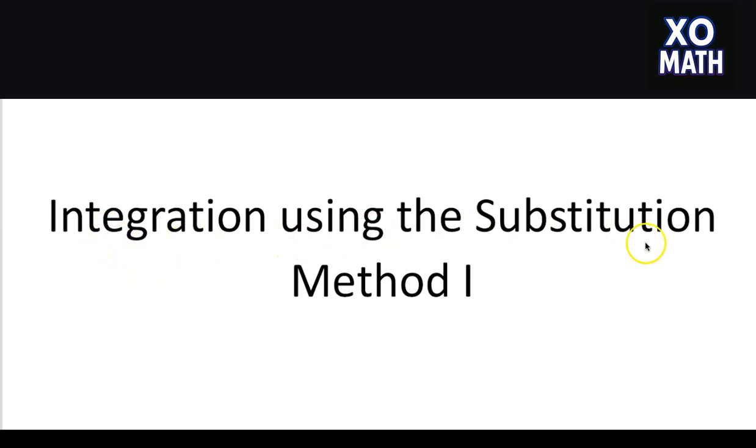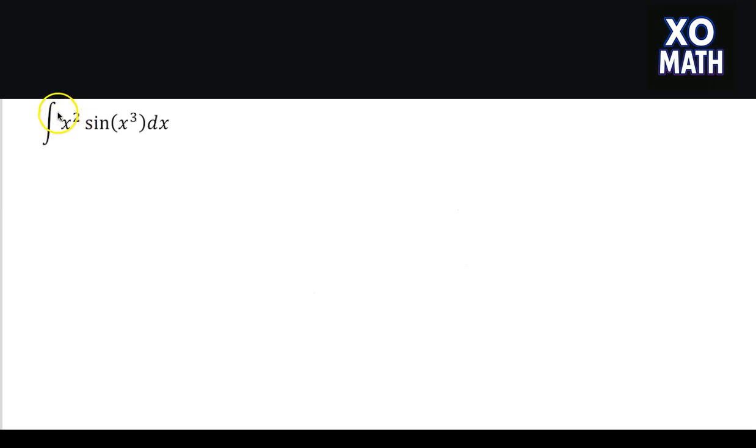Integration using the substitution method, part 1. The integral of x squared times sine of x cubed dx. Here I have a product and a composition, so I can't attempt to integrate each piece separately here.